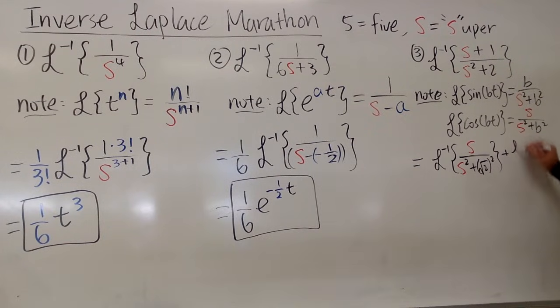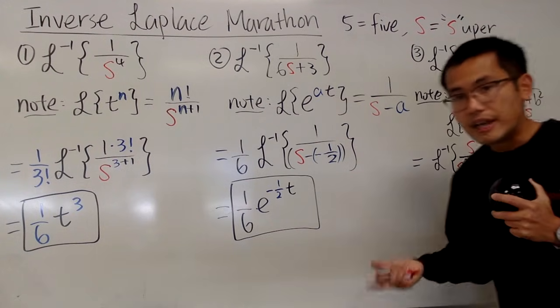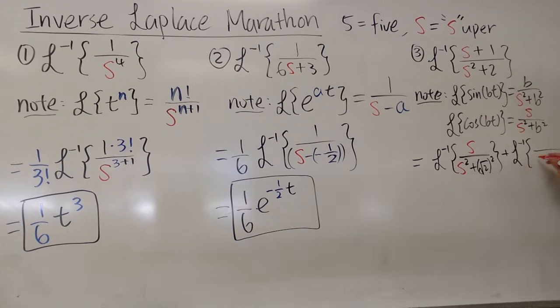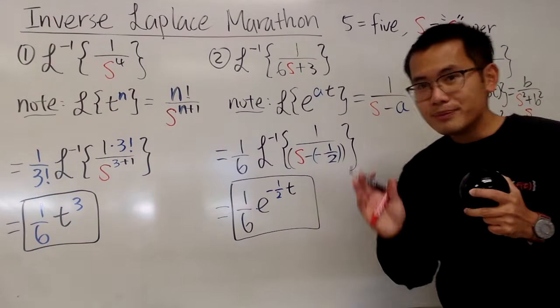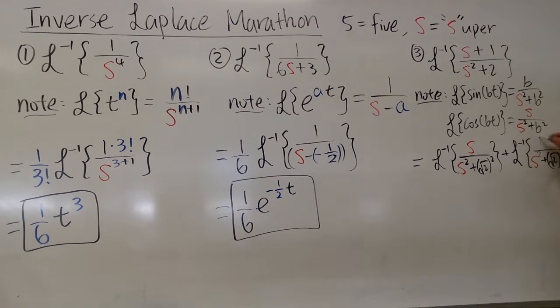So the second part is the inverse Laplace, and the denominator will stay the same. So we have this, again, s squared plus, we'll write it as square root of 2 squared as well. And right here on the top, we have 1. So that's what we have, right? This is just the same as this.